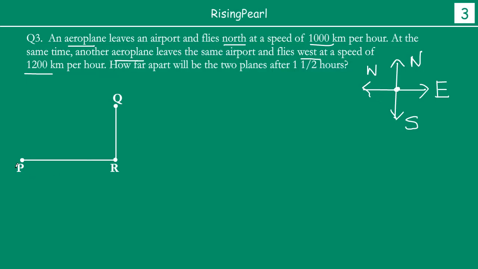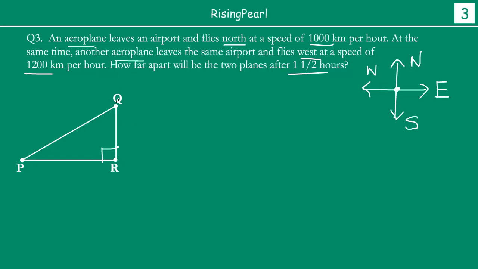So P is the position of the second aeroplane after 1.5 an hour, right? So now, what is the distance between the two aeroplanes? If you simply join PQ, this is going to give you the distance between the two aeroplanes after 1.5 an hour. So friends, as you can see, this is 90 degrees because this is north and this is west. So this is 90 degrees.